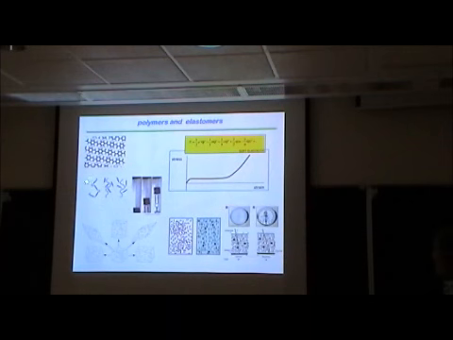Now, applications-wise, the main material has been Kevlar, which is shown here, which is a polyamide with strong hydrogen bonding. This is a main chain polymer with strong hydrogen bonding between these chains. So this makes a very strong material with very high tensile strength.